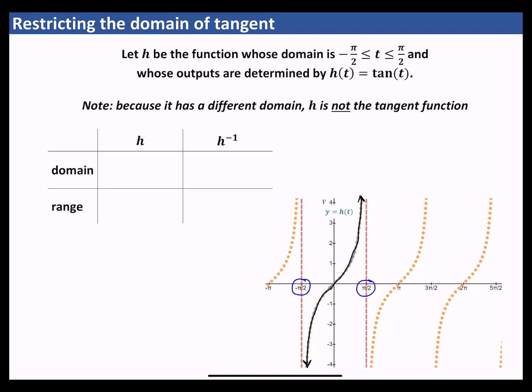Looking at the graph of the restricted version of the tangent function as we defined it above, we see that the domain is all values of t between negative pi over 2 and pi over 2 inclusive, and that the range is all y values. In our previous study of inverse functions, we learned that their inputs and outputs are reversed. So we can say the domain of the inverse of the restricted tangent function is all y values, and the range is negative pi over 2 to pi over 2 inclusive.